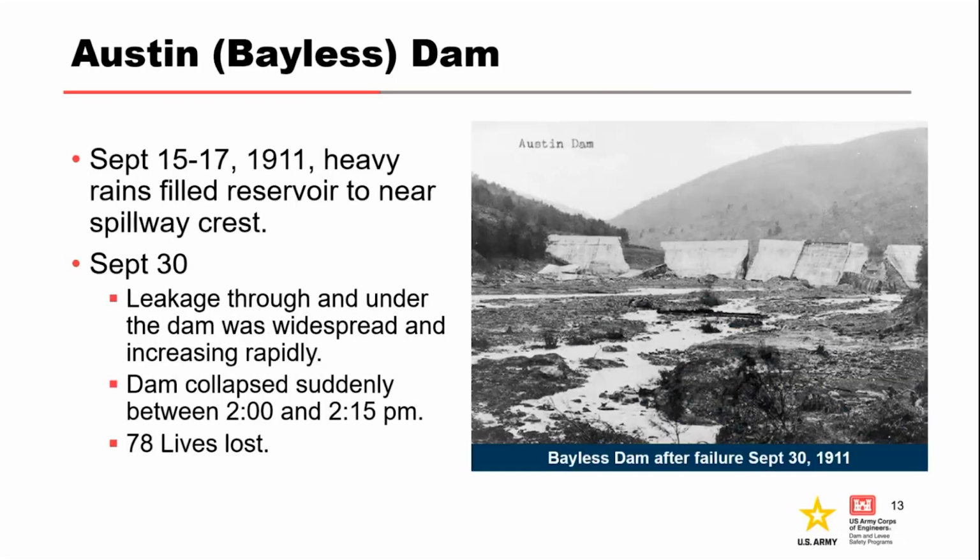So in 1911, the dam filled again, this time to a half inch below the spillway crest. Leakage through and under the dam was widespread and increasing rapidly. The mill superintendent refused to open the outlet works and lower the reservoir because he felt maximum water level was needed to optimize the mill's productivity. But that afternoon, the dam collapsed suddenly, destroying the towns of Austin and Costello, and 78 lives were lost.